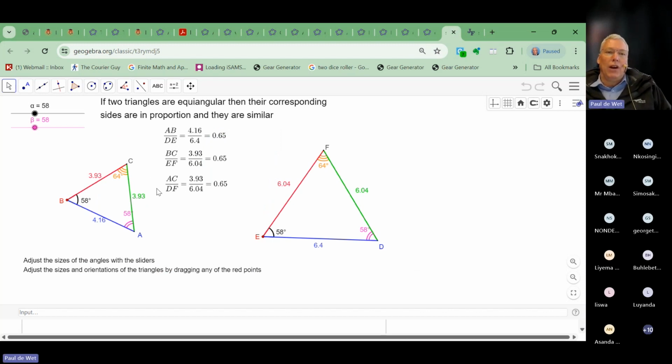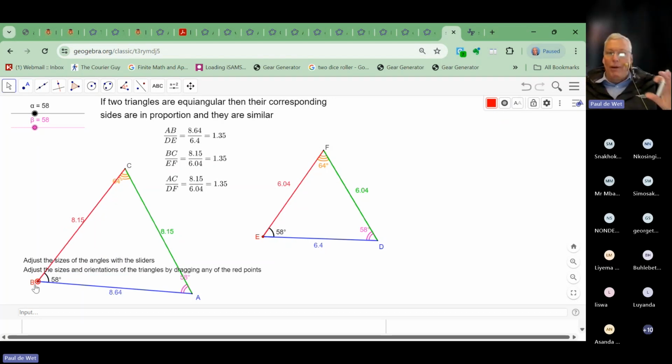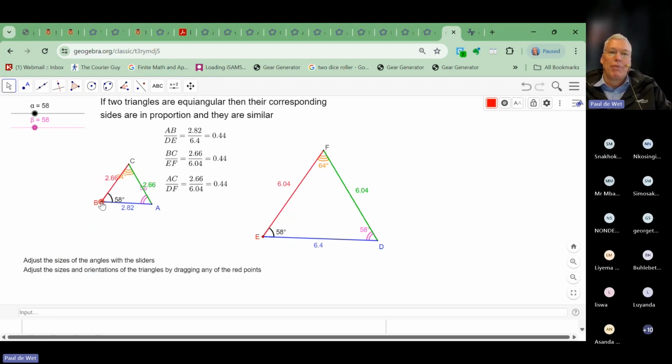Now, these triangles are similar. If we take, listen guys, just listen, there's quite a lot of noise. If we take the green side divided by the green side, and the blue side divided by the blue side, and the red side divided by the red side, we get the same numbers each time. Look here. It doesn't matter if I make this triangle smaller. These triangles are what we call similar. The one is just an enlargement, a bigger version of the other one. They have the same proportions.